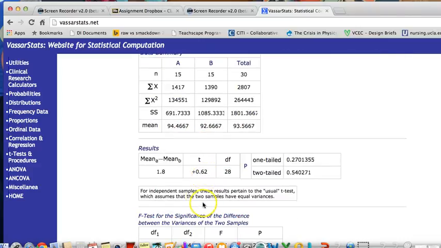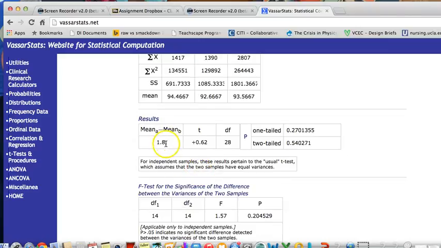Okay, let's go down here and we see this time the means are very close. The mean difference is only 1.8. The t-test is 0.62. And our two-tailed p-value is not close to being significant. It's 0.5, not 0.05. So this would not be statistically significant. So let's go back and look at our questions. Keep in mind our two-tailed p-value is 0.54.